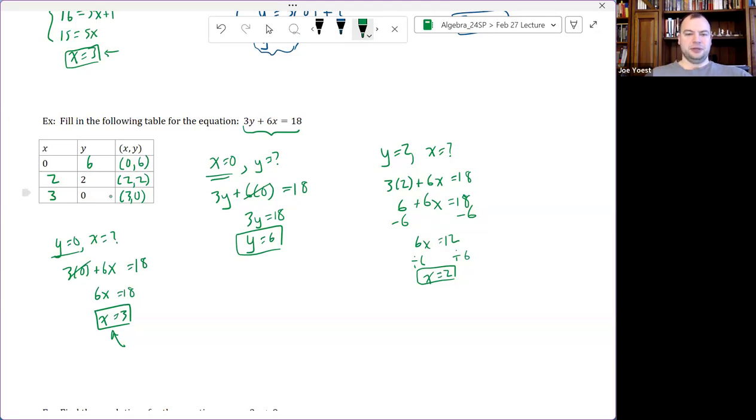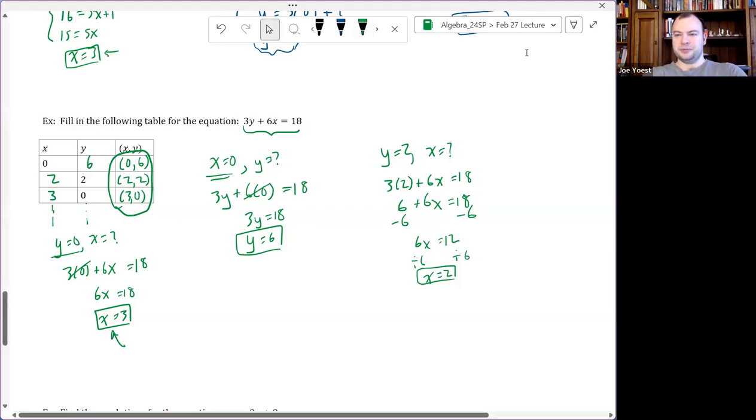And again, these aren't like the only 3 solutions. We could have picked a bunch more values for x or a bunch more values for y, but this is a list of some solutions. It's a sampling of solutions to this equation. Any questions so far?